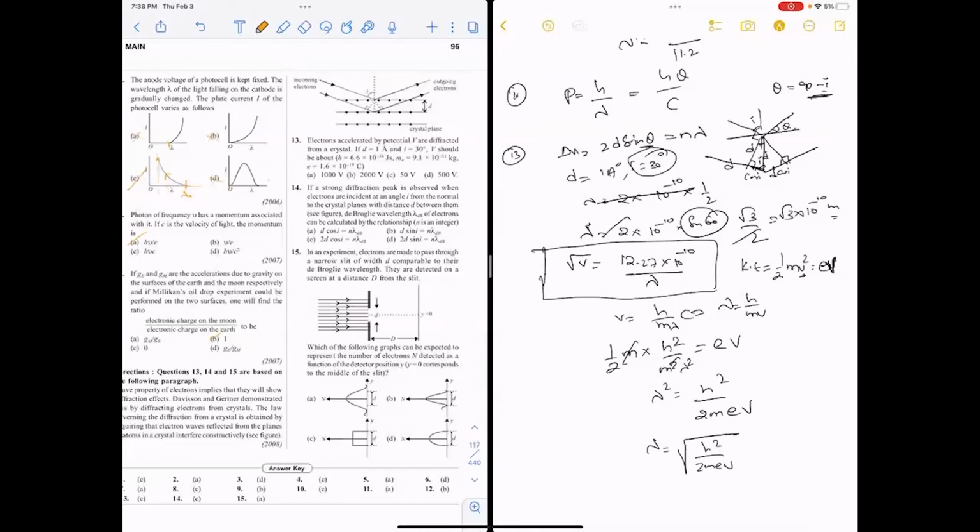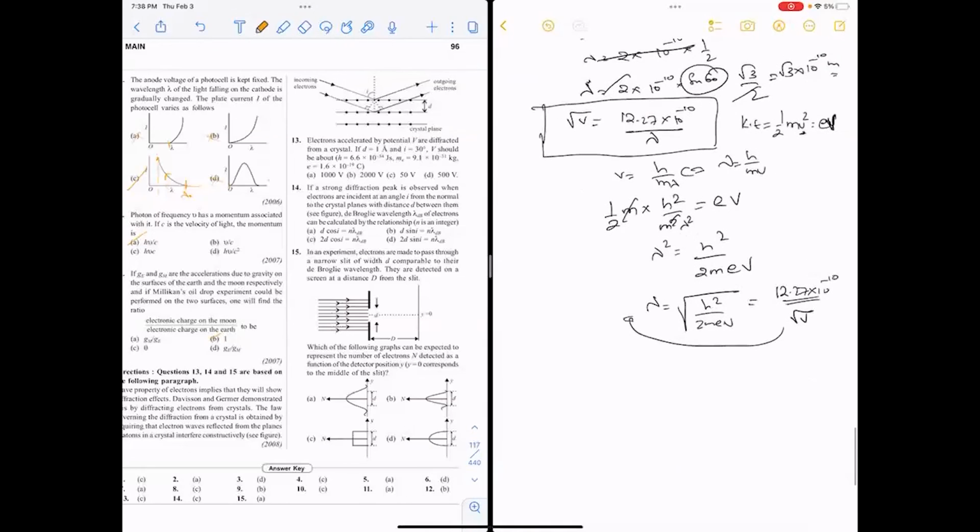This is nothing but under root whatever we got, 12.27 into 10 power minus 10, that is the value I gave, by root V. So either you can bring this here and take that there. This is the relation of lambda and V voltage. Is that clear? So in this question, he is asking us the voltage. So root V is how much? 12.27, 10 power minus 10 by, how much is that value? Root 3 we got. Root 3 is 1.73 into 10 power minus 10.